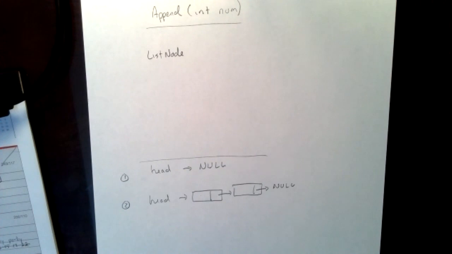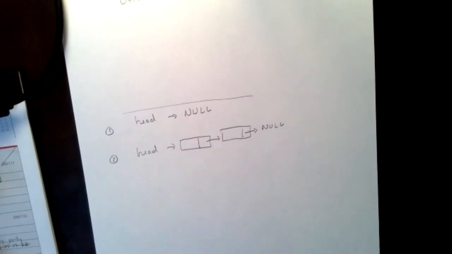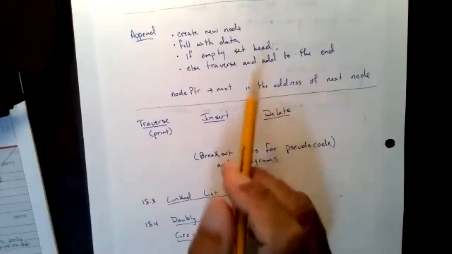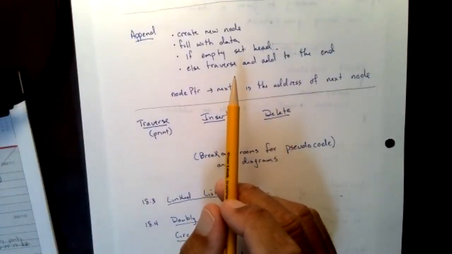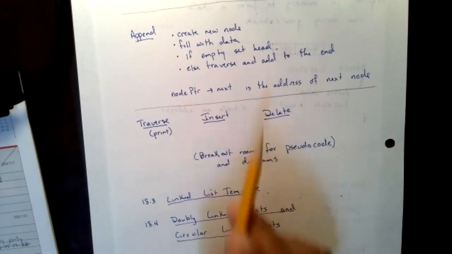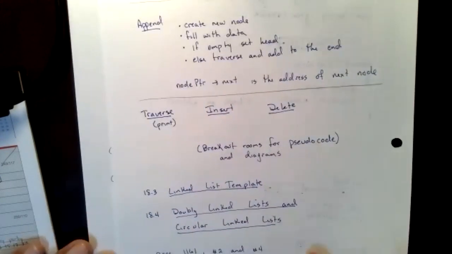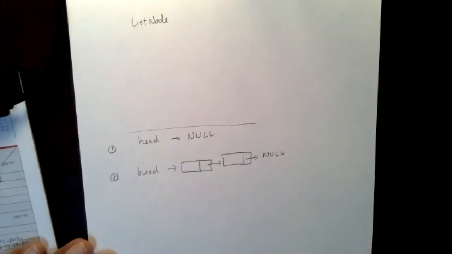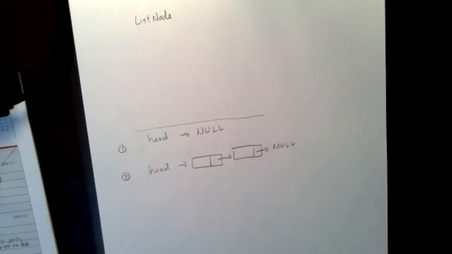So I need to create a new node. That was the first thing on my to-do list, let's see what's here. Create a new node, fill the node with data, and then check if it's empty. I think I got the idea. All right, so I'm going to come back and create a new node.